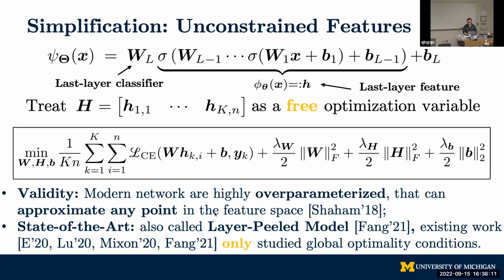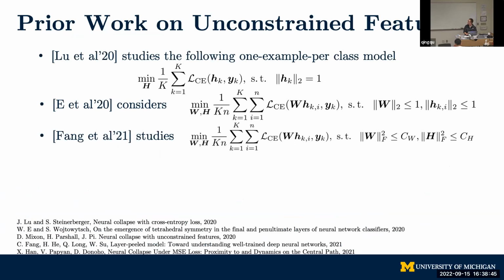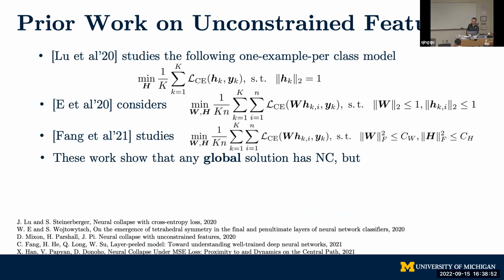I also want to mention that there are many recent works that study deep networks based on this unconstrained feature model. Some other works call this model the layer-peeled model, where you can think of the last layer as being peeled from the rest of the layers. Based on this model, there is a line of work studying the global optimality conditions for this problem under different formulations, showing that the global solutions have the neural collapse property. But a global optimality condition for analyzing the loss doesn't guarantee efficient global convergence.